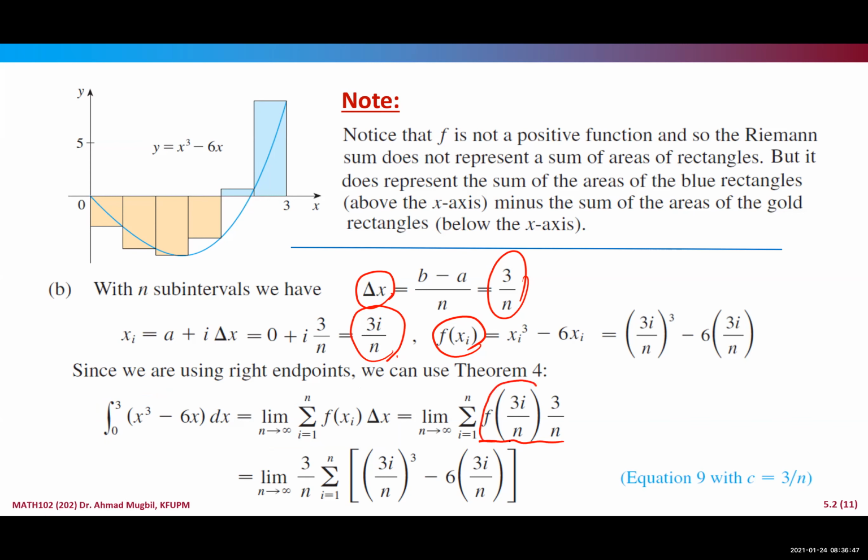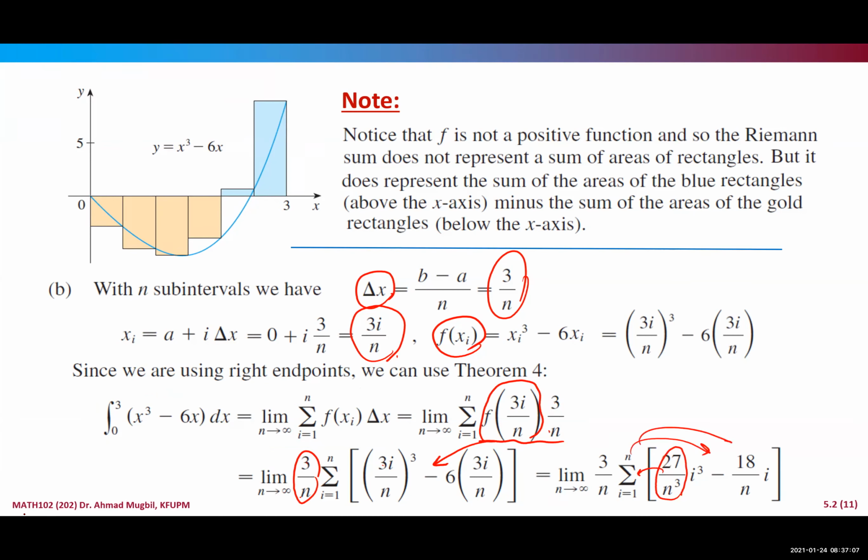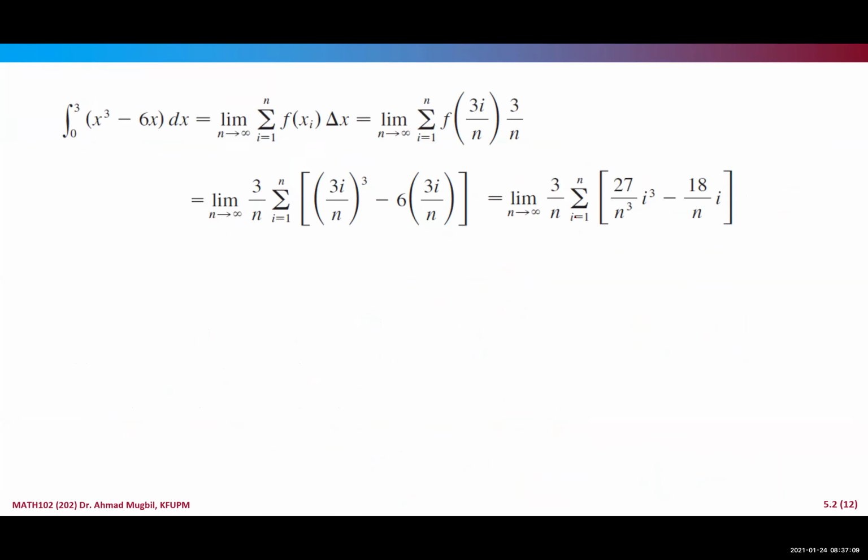So this is the function, Shabab. This is 3 over n. It is outside the sigma because it is a constant with respect to i. Now, what you need to do, this will be 27 over n cubed, i cubed. Also, this is a constant. You can get it out here and distribute the sigma as shown here. We distribute the sigma. What is constant, we keep outside.